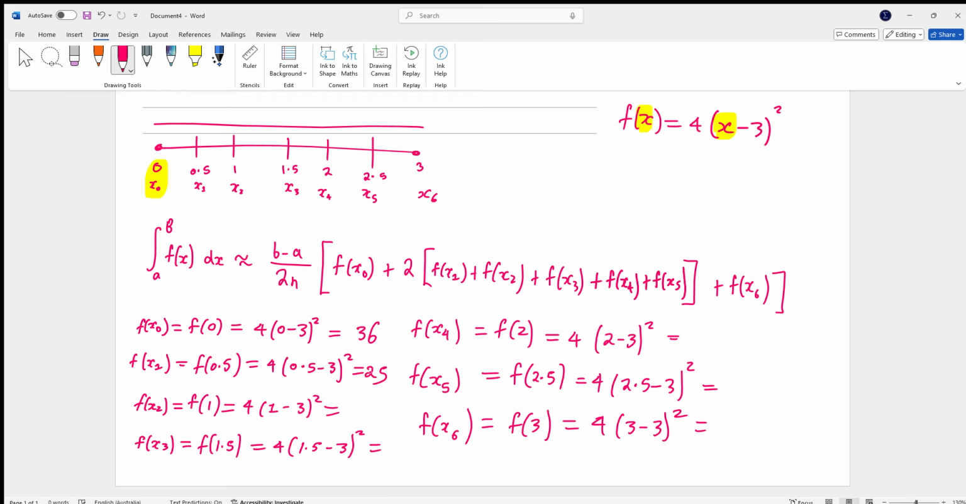So that gives you 25 there. And then here, 4 times by 1 minus 3 all squared gives you 16. Then 4 times by 1.5 minus 3 all squared gives you 9. Then 4 times by 2 minus 3 squared gives you 4. Then 4 times by 2.5 minus 3 all squared gives you 1. And then here this will give us 0.